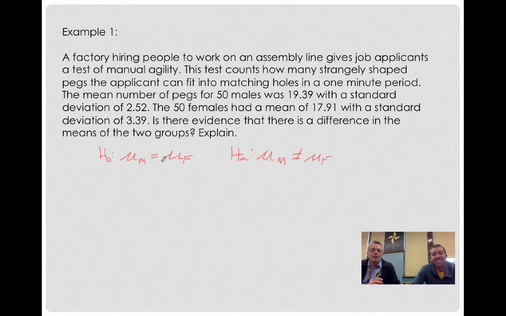Are they nearly normal? That we don't know, because all they gave us was the statistics. But since it's 50 males and 50 females, they're both large samples, so it doesn't matter. We could get away with Z, but we'll use T. The nearly normal condition doesn't matter because it's a large sample.